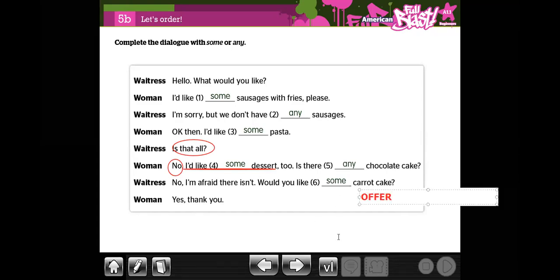Oferta. Es un ofrecimiento. Offer. Okay. Este would de acá, this would, change everything. Este would like, esto en general, es un ofrecimiento. Entonces ahí automáticamente cambia.